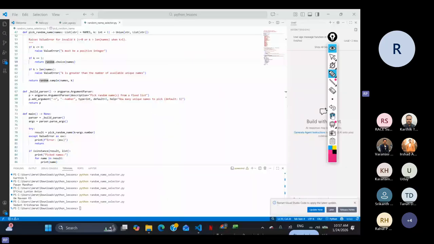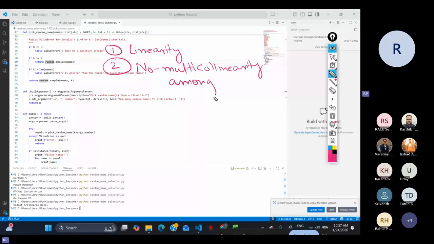And the third assumption. So we just spoke about one, which is linearity. The second assumption, who can remind me? No multicollinearity among X's, right? So they should not be related to each other. They should be completely independent, or to a large extent.